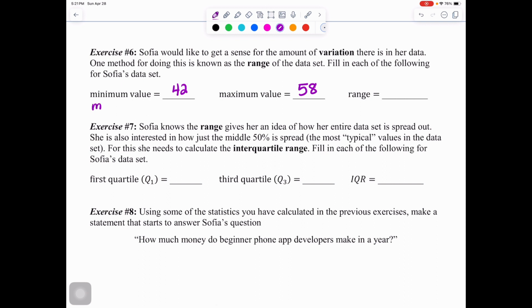So on the calculator, you'll look for min, you'll look for max, and then to find the range, you've got to do that yourself. You're going to do the max minus the min. So for us, that was 58 minus 42, so that's 16.